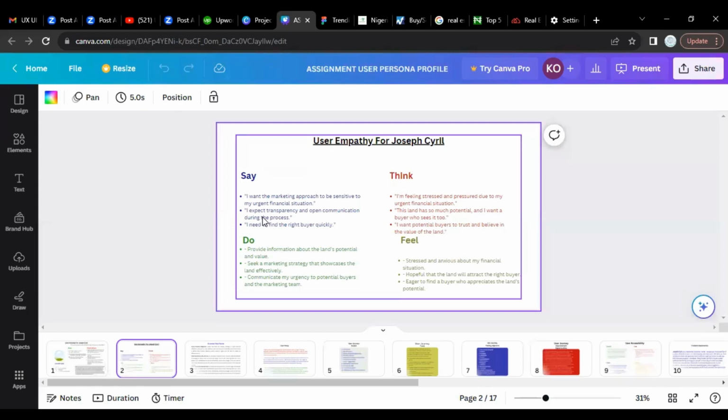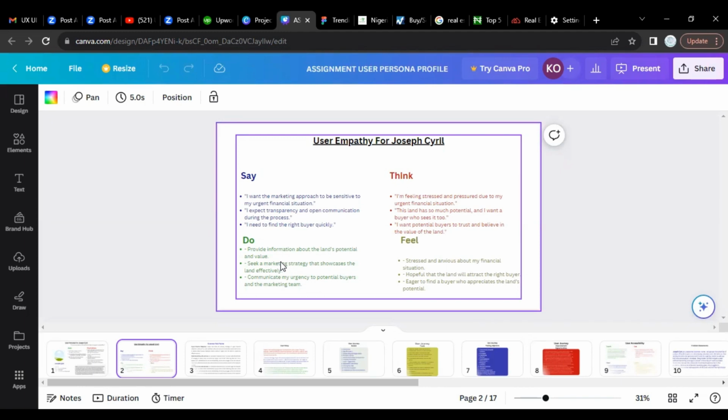Then he thinks, this is like the barrier, the things limiting him from achieving whatever he wishes, which is the things he wants to do. I don't know if I'm correct. I'm feeling stressful and pressured due to my urgent financial situation. I mean his problem. But on the things he will do, I've kind of lost touch on this, to provide information.